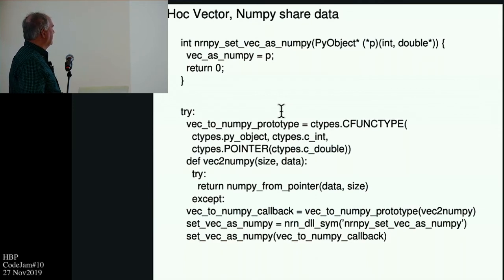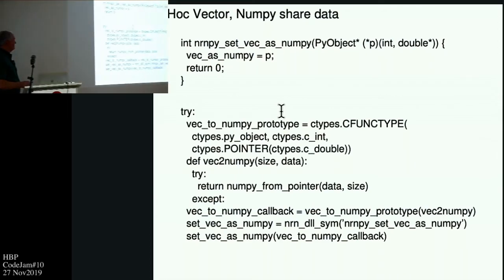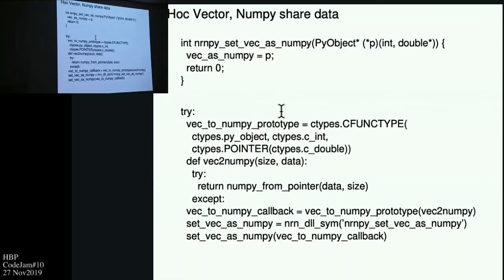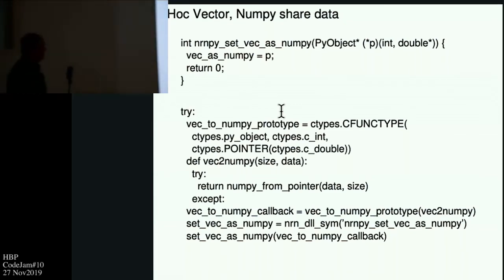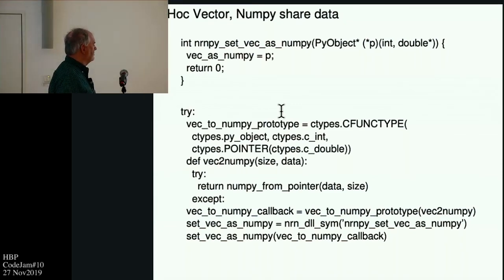Now, in Python itself, there's a try block which sets up a ctypes prototype, from a function defined vec2numpy. This function has the prototype arguments integer size and a pointer to double precision data, with a return value of a Python object. Then that prototype is specified in ctypes with those three values, the return type and the integer and the pointer to double.